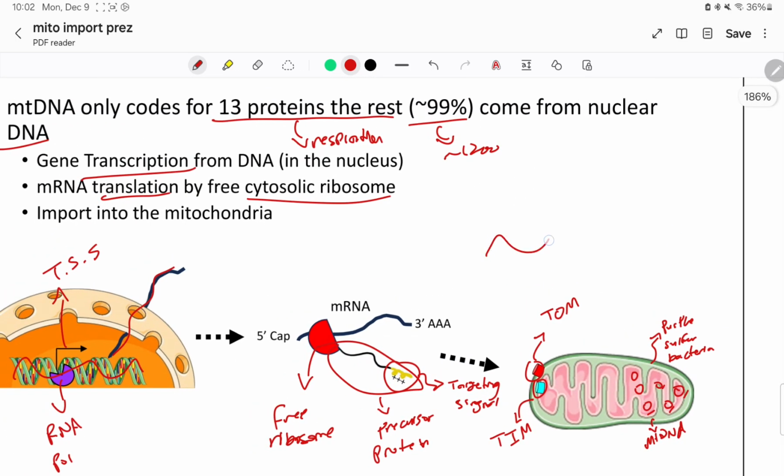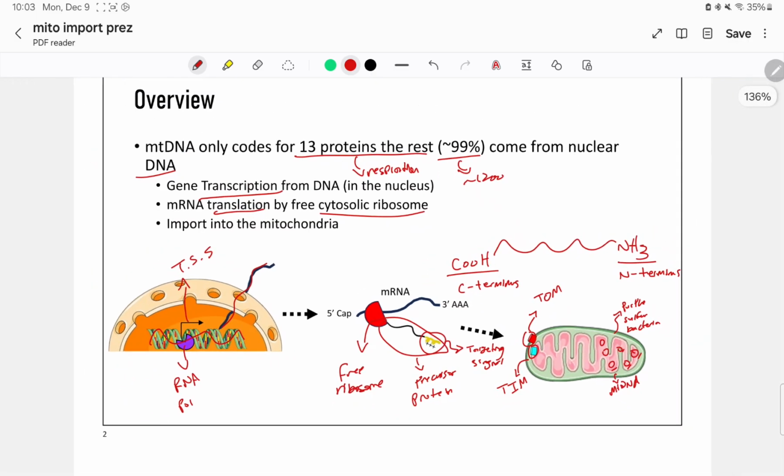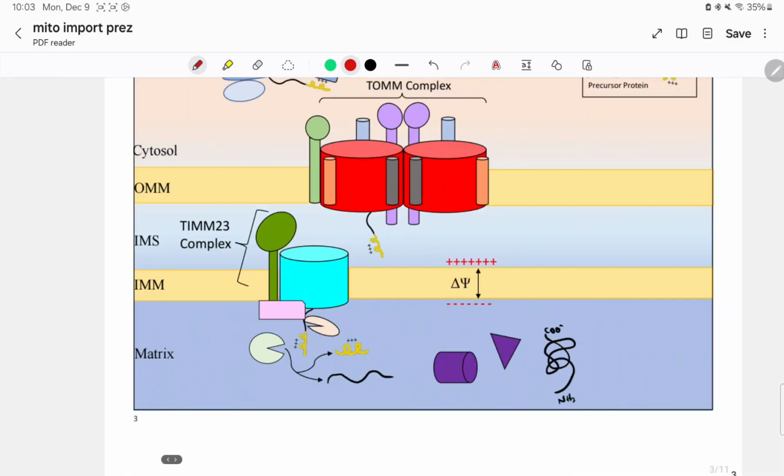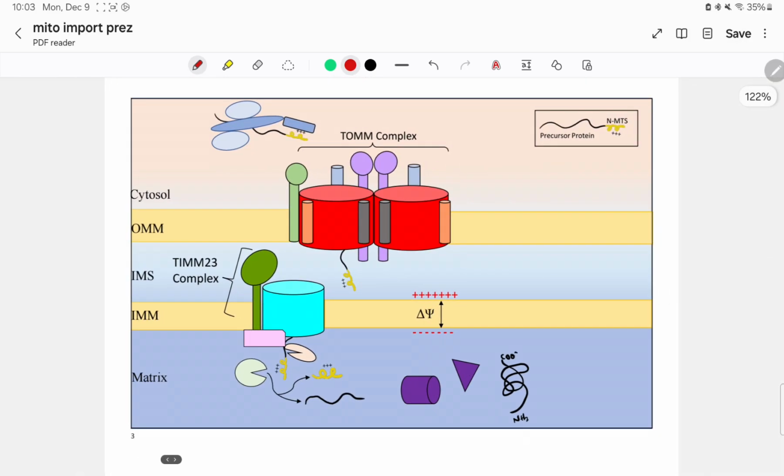Now, just a little basic biology here. Here's a protein. It's going to have a COOH, a carboxyl end, and an amino end. The amino end of the protein will be called the N-terminus, and the carboxy end will be called the C-terminus. This terminology is going to be important in about a second. So let's move on. Actually, let me go back.